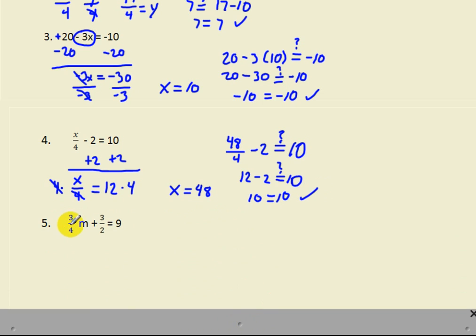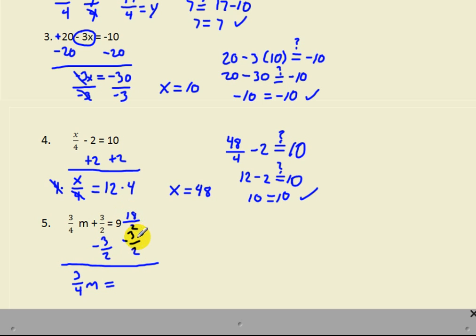Alright, one more. 3/4 m plus 3/2 equals 9. So we're going to subtract first, and we're going to subtract 3/2, which means we have to also subtract 3/2 from 9. Okay, so we still have 3/4 m equals, so notice adding 3/2 and subtracting 3/2 undo each other. And now it would help to convert this 9 to 18 over 2 so that it matches up the denominator here. 2 in the denominator, 2 in the denominator.